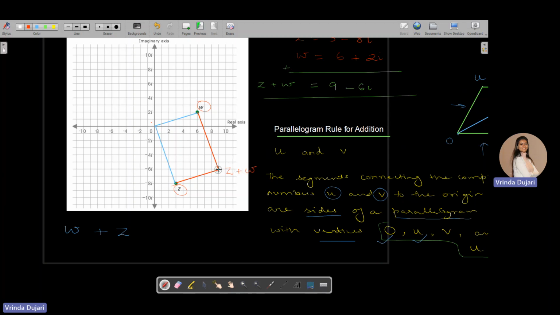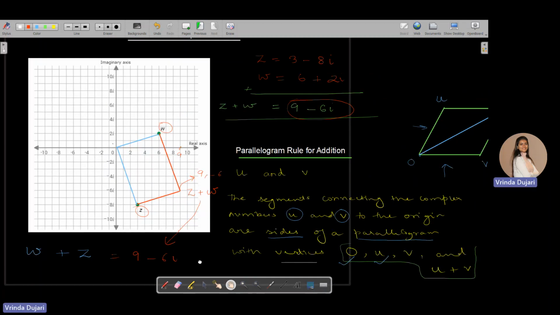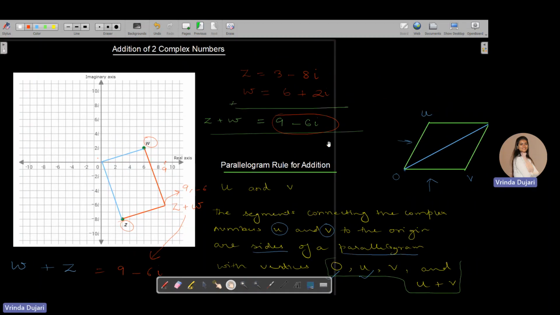So what are the coordinates of this point? Let's see. Yeah, this point is 9 and this point is -6. Okay, so this is 9, -6. So your z plus w is 9 minus 6i. And we also did it mathematically, right? We did it algebraically and we got 9 minus 6i.